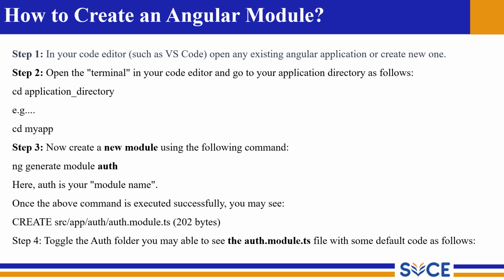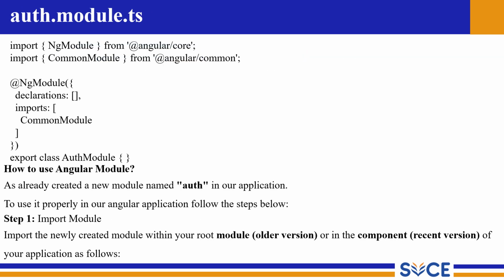Once the above command is executed successfully, you may see this output. And in step 4, toggle the auth folder, you may be able to see the auth.module.ts file. It has some default code as follows. So this is the code for auth.module.ts.